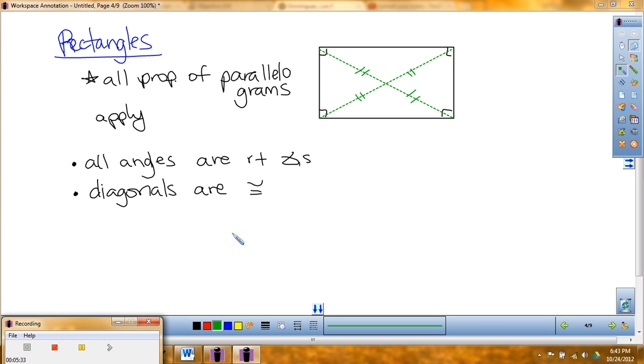Okay, sorry, someone was being rude and interrupting. All of the parts of the parallelograms also apply.